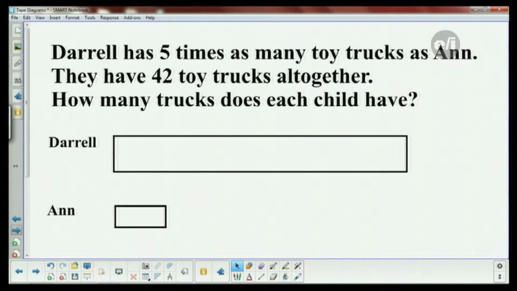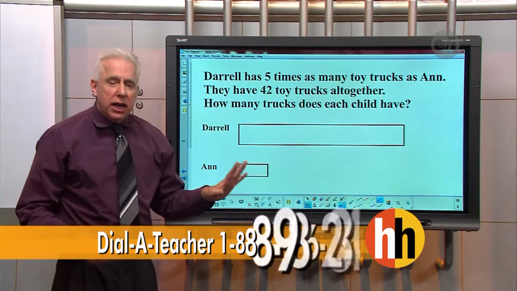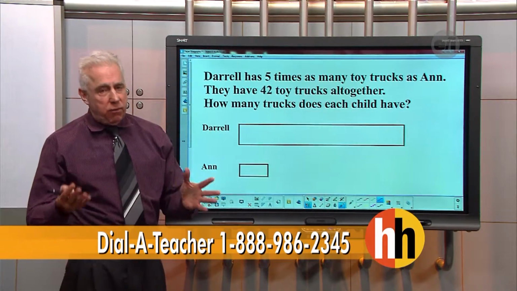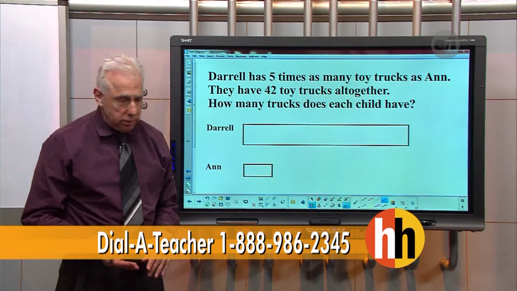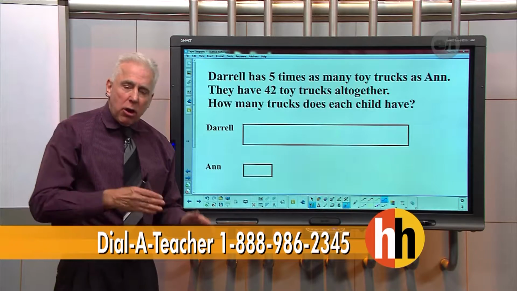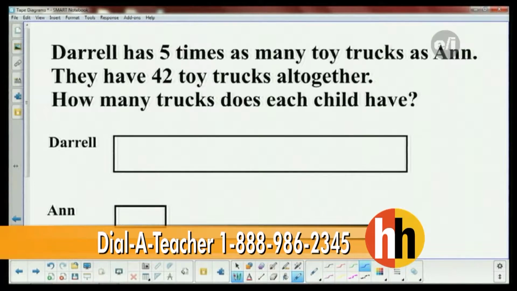You can get creative. Now, we did a couple of these questions last time. So I actually have a couple of tape diagrams up here, very simple. Let's read the question. Again, I always emphasize when you get these word problems, and our whole life is about word problems, we should read the whole question first and then go back and break it down. So let's read through this problem. Daryl has 5 times as many toy trucks as Ann. They have 42 toy trucks altogether. How many trucks does each child have?